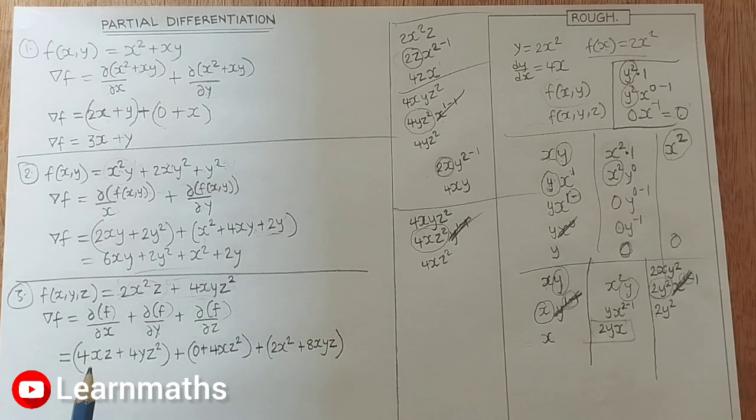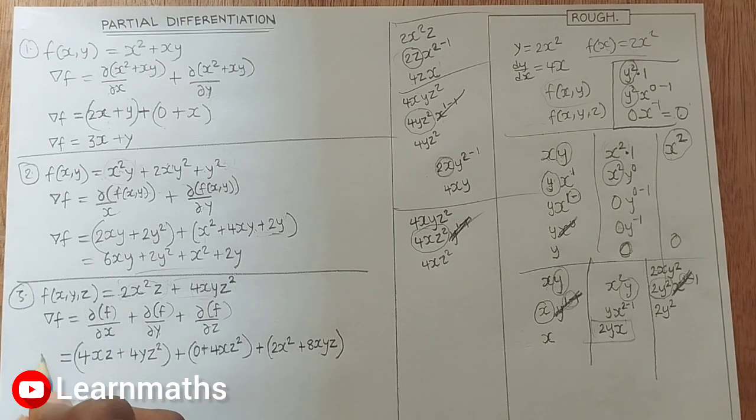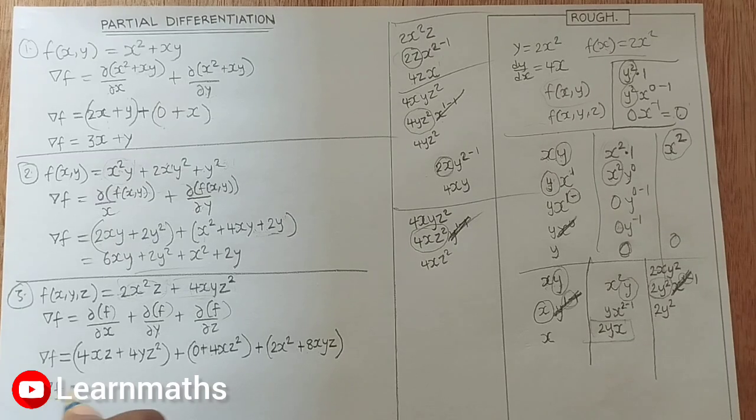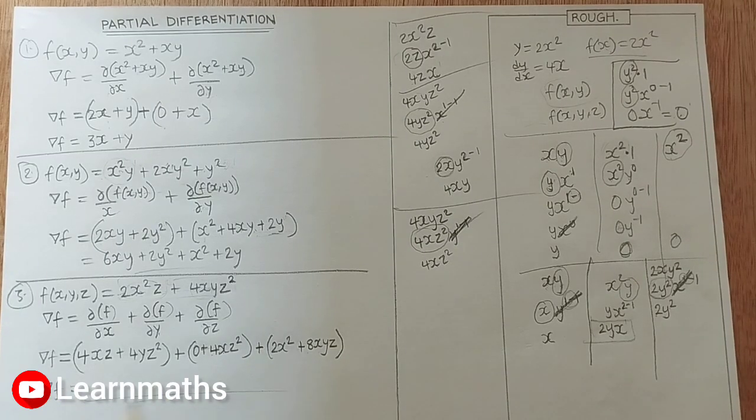Alright, so this is the partial derivative with respect to x, partial derivative with respect to y, and partial derivative with respect to z of this same function. Alright, so you can go ahead and add up terms that can be added, if there is any, and you get the final form of your answer.